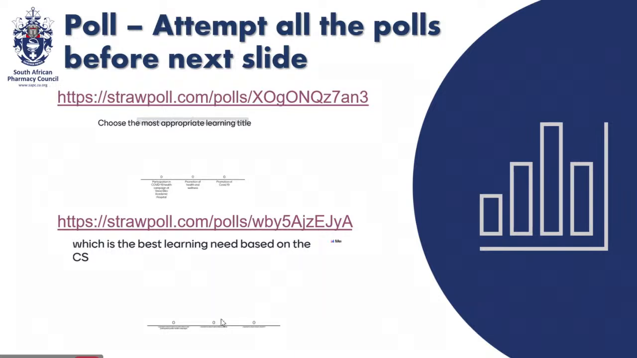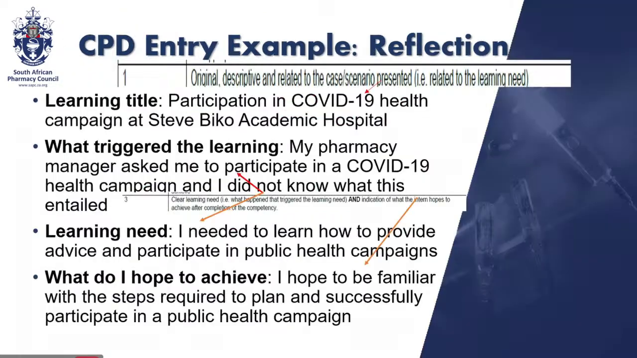100% of the votes are for "I needed to learn how to provide advice and participate in public health campaigns." Yes, so that is the correct one. So that is the best learning need, or the most appropriate learning need for this case. So here we have a combination of the checklist that Mrs. Nordia also showed you.